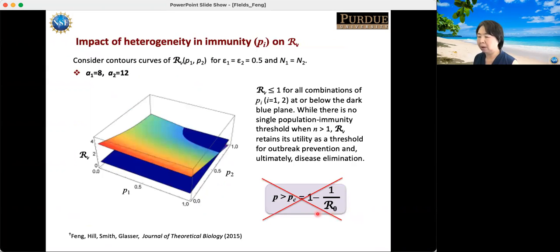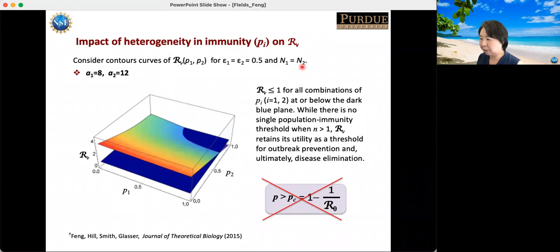So if we have two subgroups, here I just want to show you that this single threshold quantity is no longer a good measure to use to determine the population immunity threshold. In this example, we have two subgroups, and just consider a very simple case. The preferential level is the same for both groups, equal to 0.5. So 50% of the contacts for that group will be reserved for contact with others in the same group.